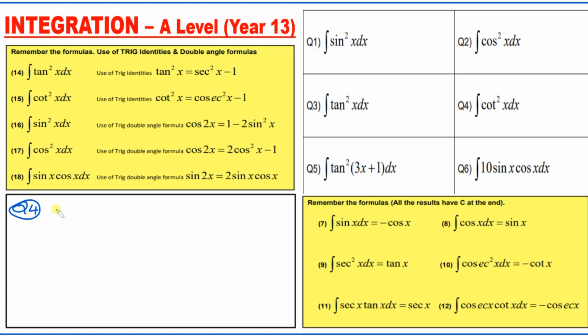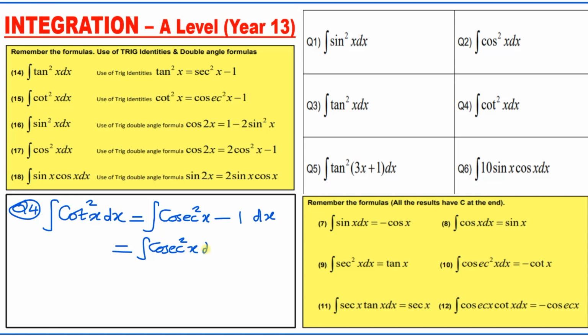Question number 4, integrating cot squared x dx. Cot squared x is cosec squared x minus 1. When you are integrating these two functions, you can write it as integrating cosec squared x dx minus integrating 1 dx. Now we have a ready-made formula for cosec squared x, so the answer is minus cot x minus x plus c.